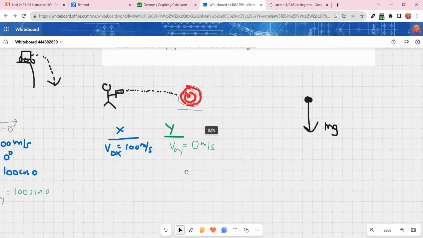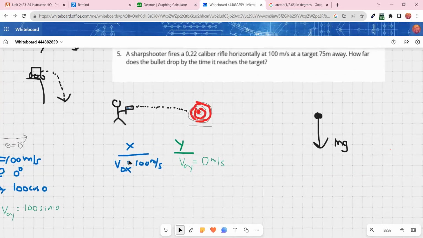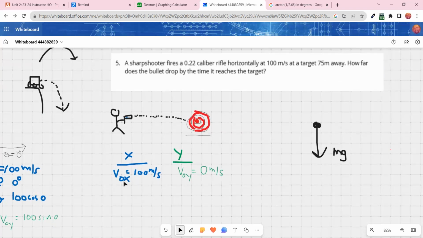All right, cool. So going back to the problem, what do I know? I know that my initial velocity on the x-axis is 100 meters per second, and my initial velocity on the y-axis is 0 meters per second. What else do I know? What else do I know about the problem? Tell me. Read the problem.